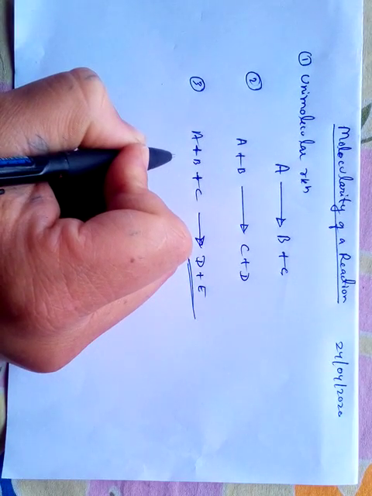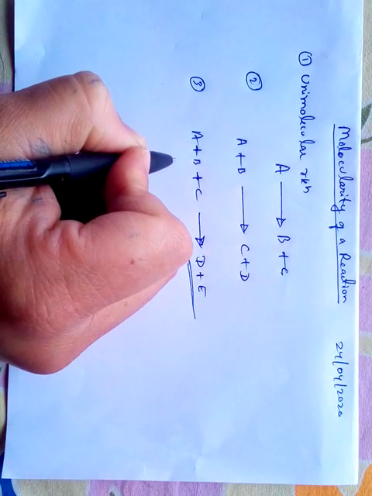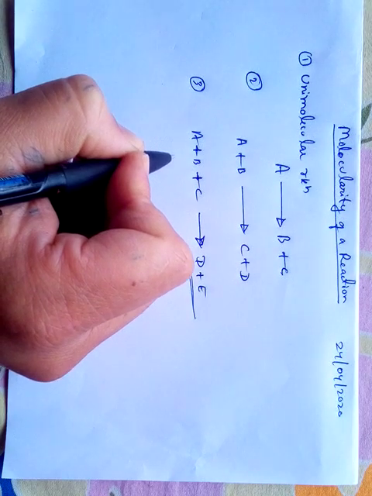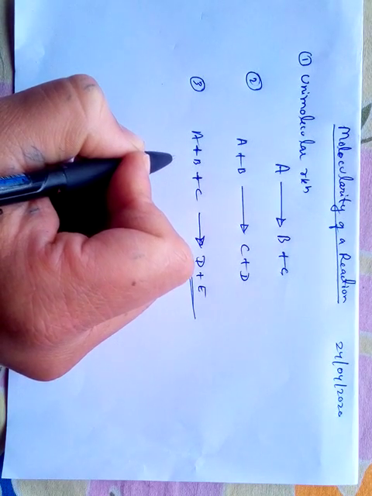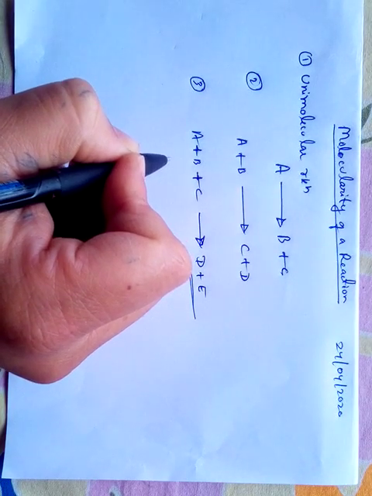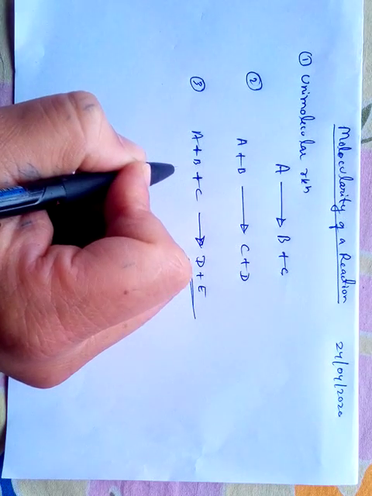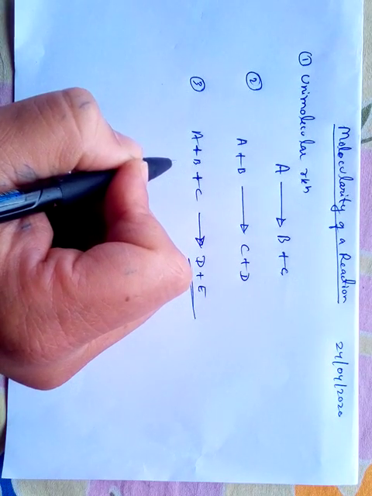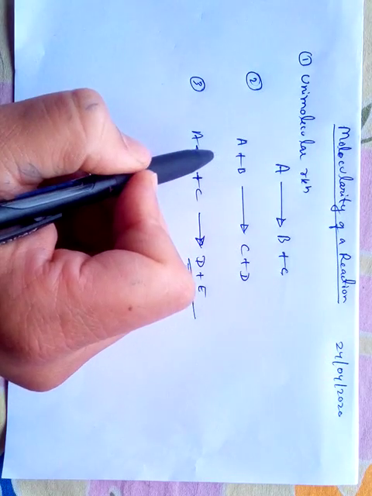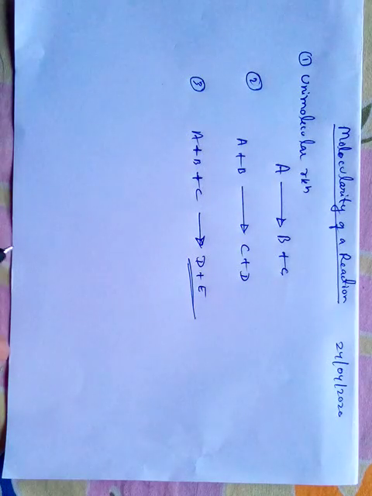And reactions having molecularity more than 3 are very rare, because 4 molecules or 5 molecules colliding simultaneously with sufficient energy is not possible, right? So we do not normally see reactions having molecularity 3 or 4 or 5. We normally see unimolecular and bimolecular reactions. And remember, the molecularity cannot be 0.